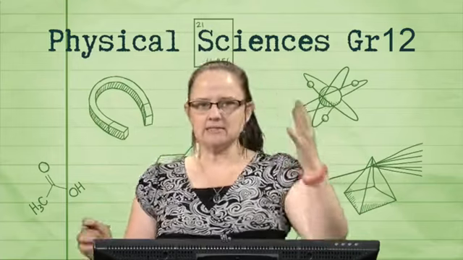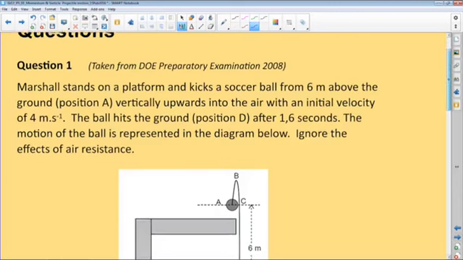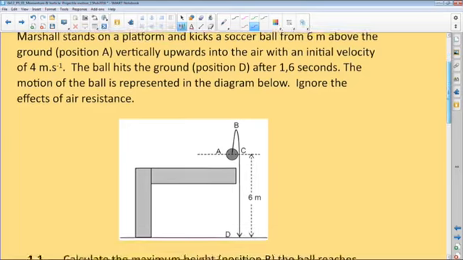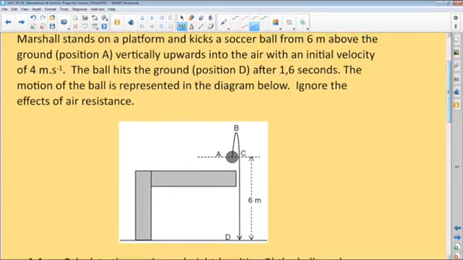So let's dive into a question straight away. I'm not going to give you any time to do this one, but I'm going to do it with you, and we're going to see how we go. Marshall stands on a platform, kicks a soccer ball 6 meters above the ground, position A, vertically upwards into the air with an initial velocity of 4. So onto our diagram, my initial velocity is 4 meters per second, and it's going up. The ball hits the ground at position D, 1.6 seconds later.